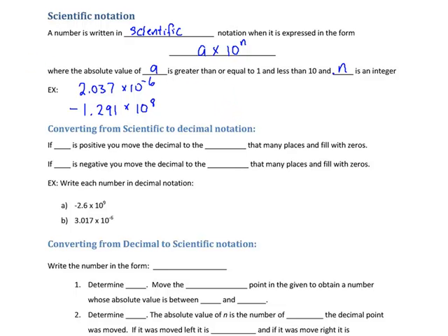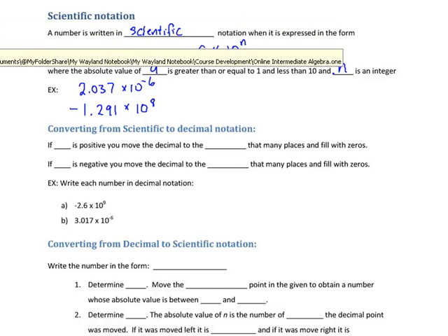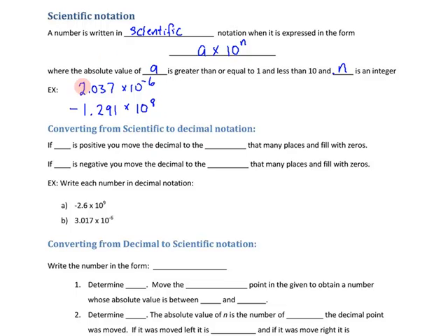Now, what does that notation actually mean? Well, to understand it, we need to be able to convert from scientific notation, this form, into decimal notation. And here's how you do it. If the n, the exponent, is positive, you move the decimal on the a to the right. Positive is right. That many places, and fill with zeros. Fill the empty places with zeros. If n happens to be negative, then you move the decimal to the left and also fill in with that many zeros.